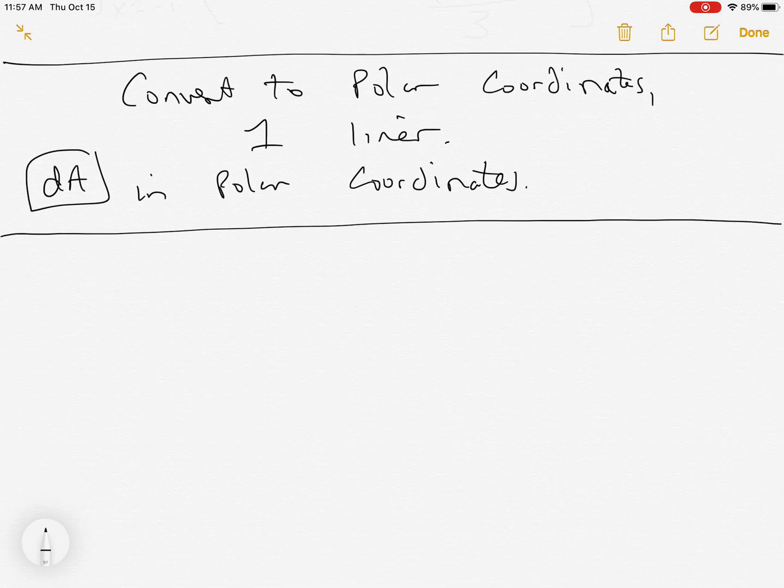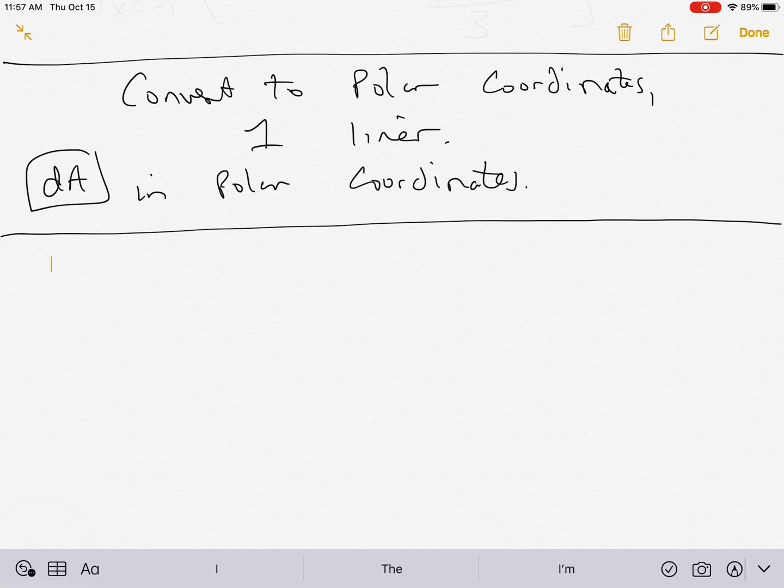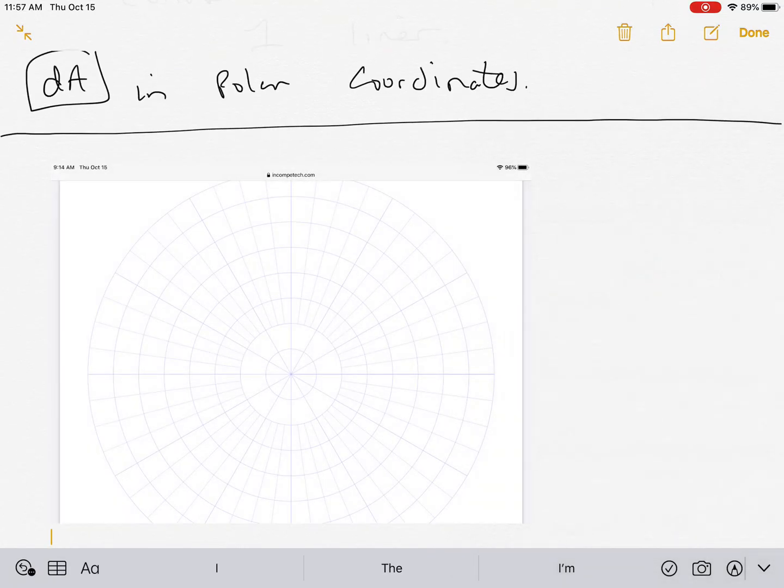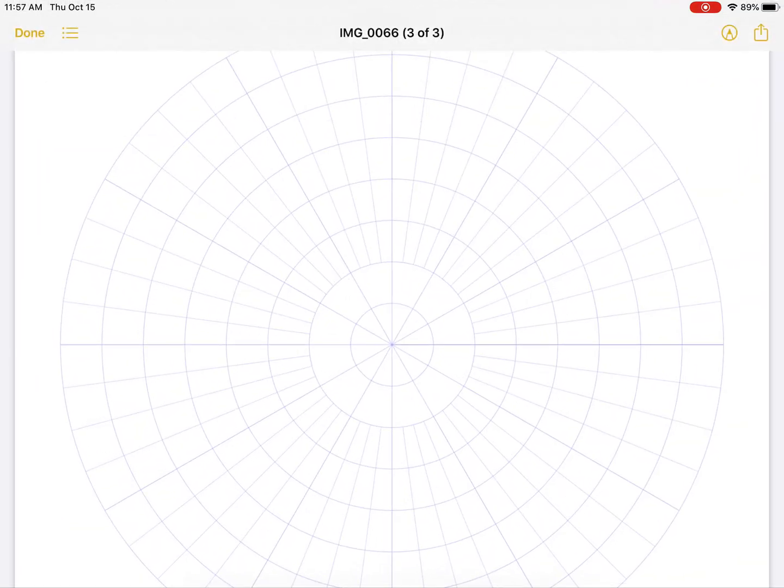I'm going to get up another piece of paper. That was the best move I made today, besides my workout. Okay, here we go.